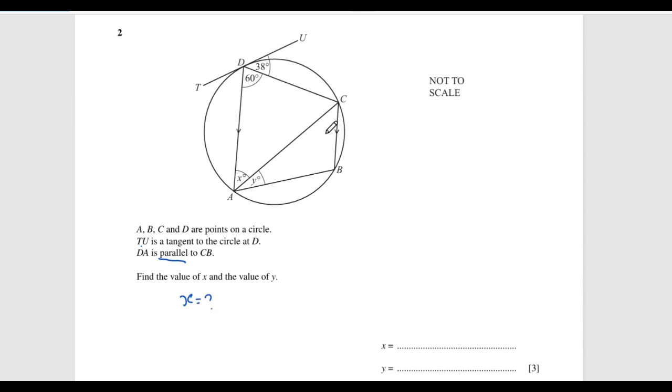Okay, x is very easy to find. You can see that x is 38. Why? Because 38 is in the alternate segment of x. So x is 38. Why? Because of alternate segment. If you want to revise this property, I'll just show you once more what the alternate segment is.